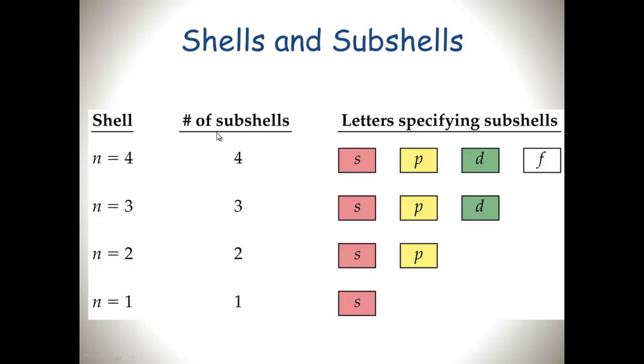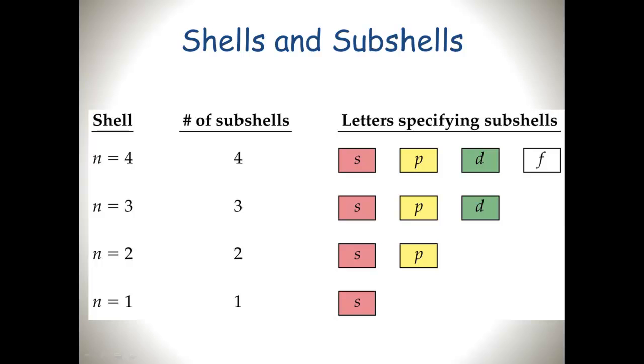So here's just another representation of what we've been talking about. The first shell contains 1 subshell, and this is the S subshell. The second shell contains 2 subshells, and these would be the S and the P subshell. The third shell contains 3 subshells, and it is the S, the P and the D subshell. And the fourth shell contains 4 subshells, S, P, D and F.